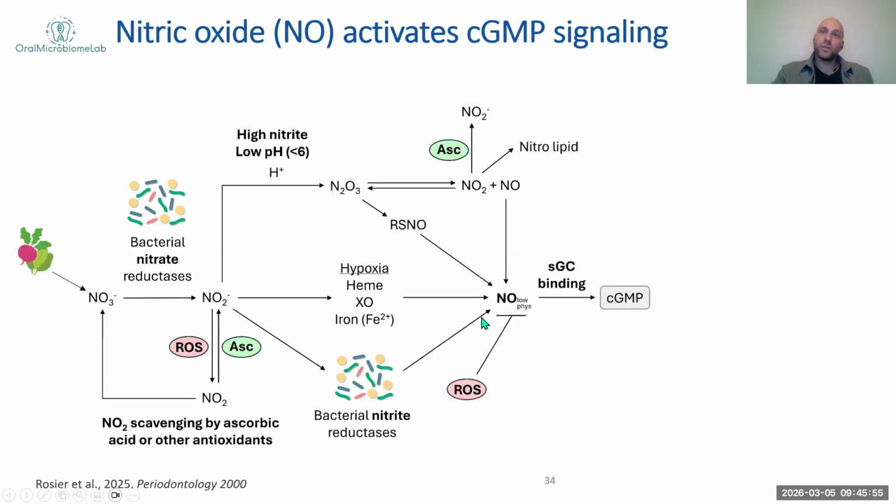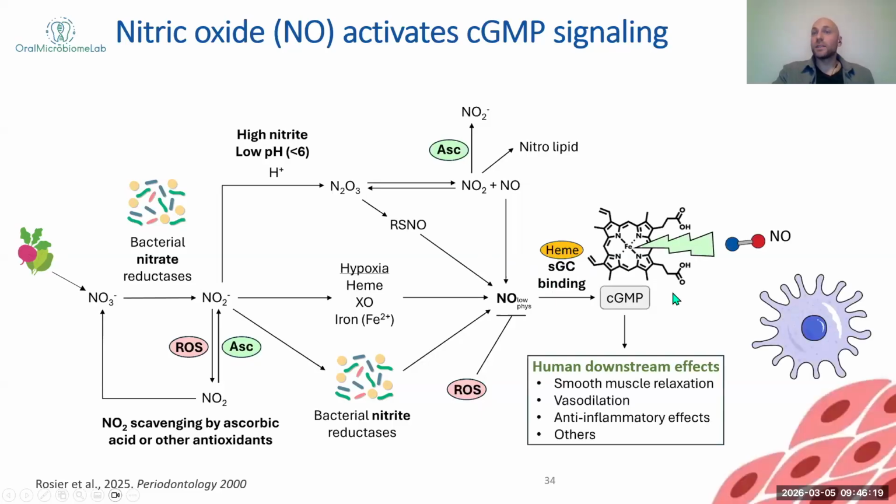But if we manage to keep the nitric oxide levels in a healthy physiological amount, then they bind sGC and activate cGMP signaling. And nitric oxide does this by binding in the heme of sGC. So thereby it activates cGMP signaling, which has human downstream effects. It leads to smooth muscle relaxation, vasodilation, and anti-inflammatory effects in human cells.